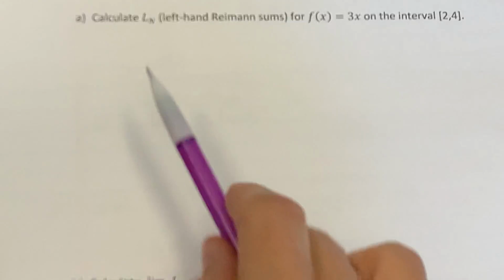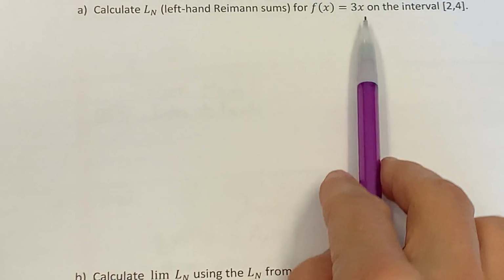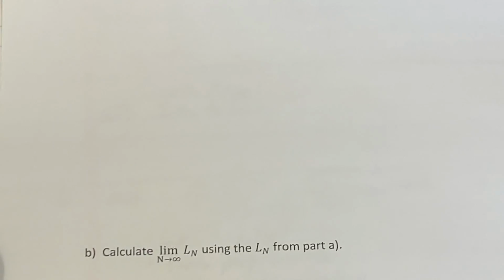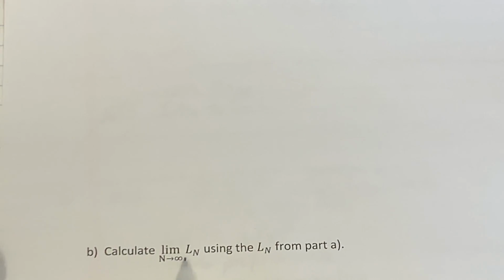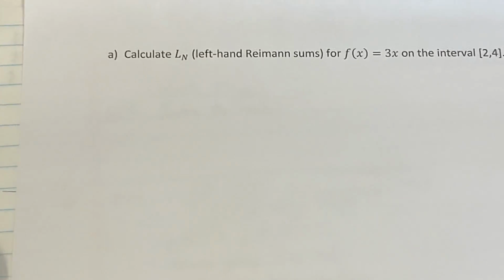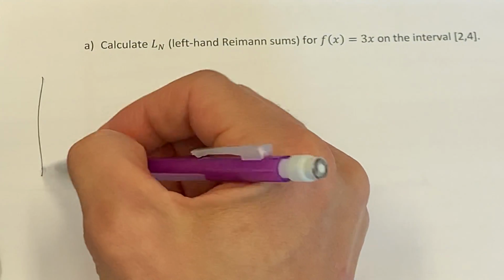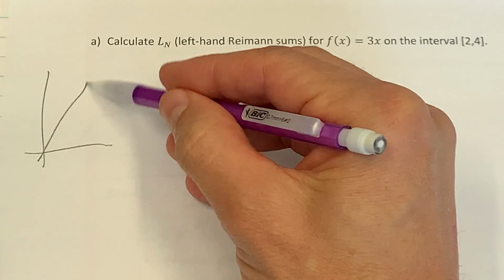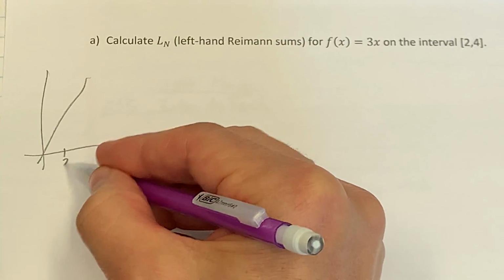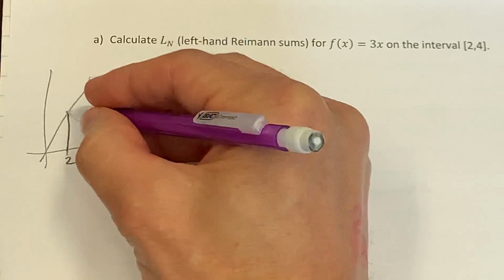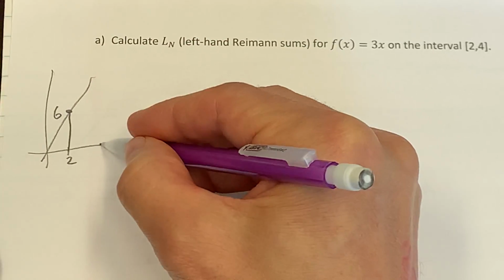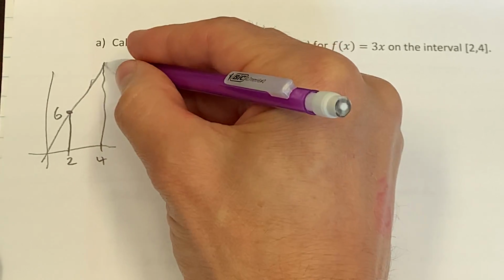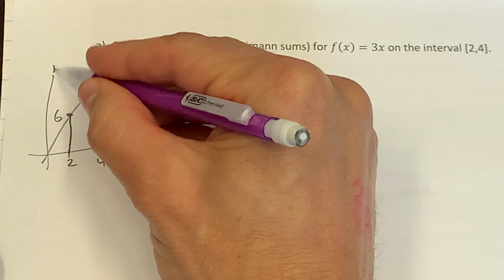Let's practice calculating a left-hand Riemann sum for just the function 3x on the interval 2 to 4. And then we'll think about what happens as the number of rectangles goes to infinity. But just a quick reminder, this function just has slope 3. So at 2, the height is 6. At 4, the height is 12, right?